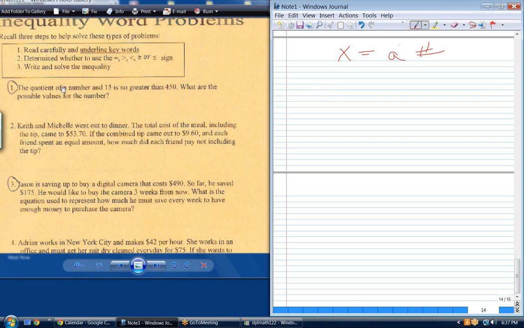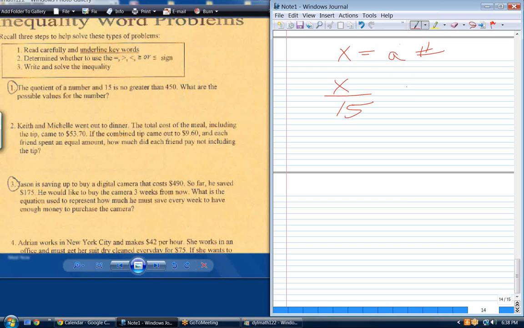If it said the product of a number and 15, what would you write? 15x. So when it says the quotient of a number and 15, "and" does not mean plus. It's just telling you that some number and 15 are in a quotient together. So how do I write that? It's x divided by 15. If it's the product of a number and 15, I would multiply the two numbers. Quotient means we're going to divide the two numbers, and it also means that the number is on top, and 15 is on bottom. So what does no greater than 450 mean?